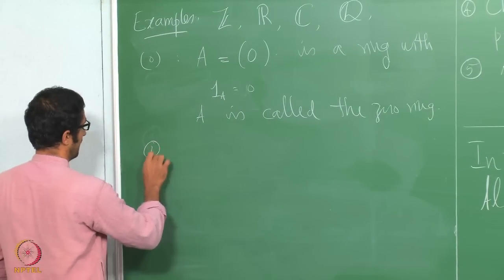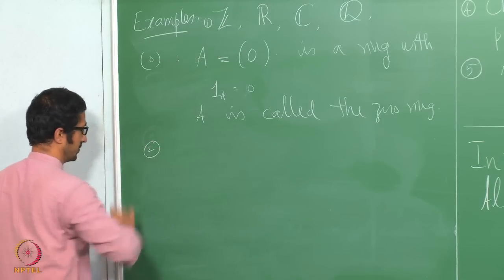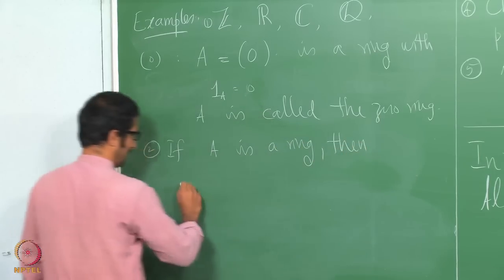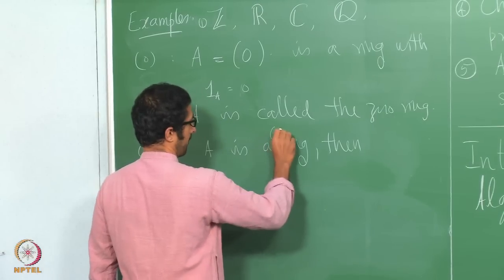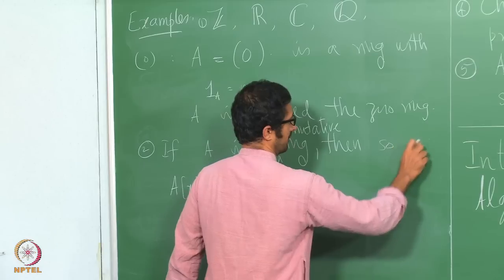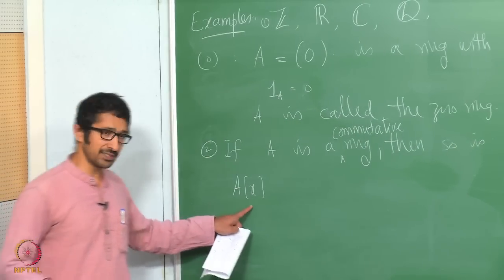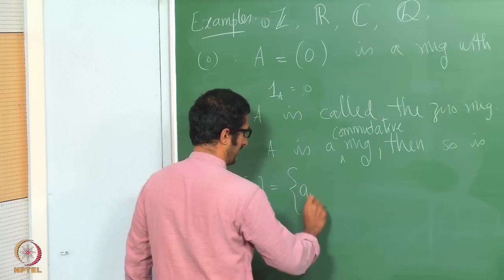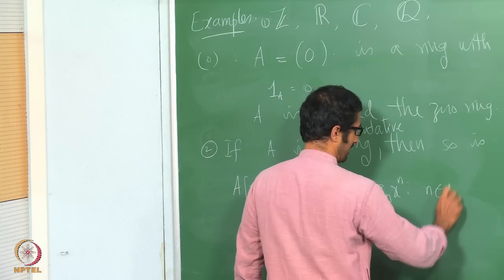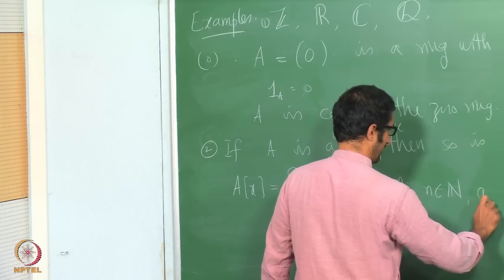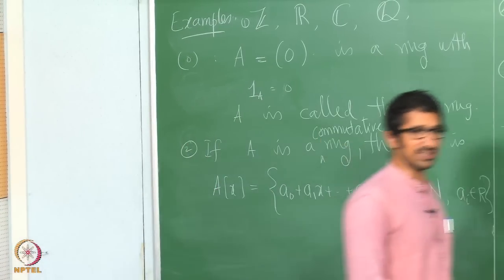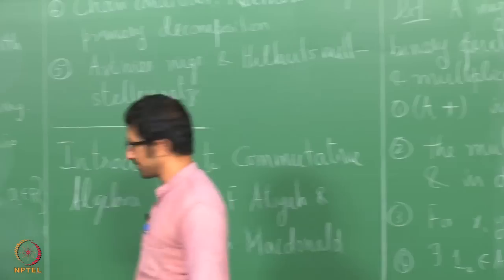Now, this was 1, I should say this is 2. If A is a commutative ring, then A[x] is, you understand this notation, the set of all a_0 plus a_1 x plus etcetera a_n x^n, n in N and a_i in A. Collection of all polynomials, and this has a natural addition and multiplication that you must have seen in your earlier courses.